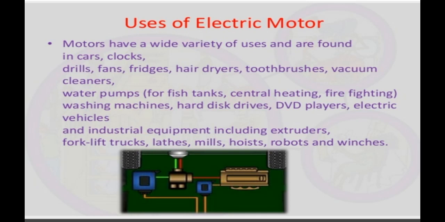So this is all about the uses and the construction of an electric motor. Then we have seen the working of an electric motor. Then we have seen the uses of electric motor and the ways to increase the speed of rotation of the electric motor. Based upon it, we can construct our own electric motor.